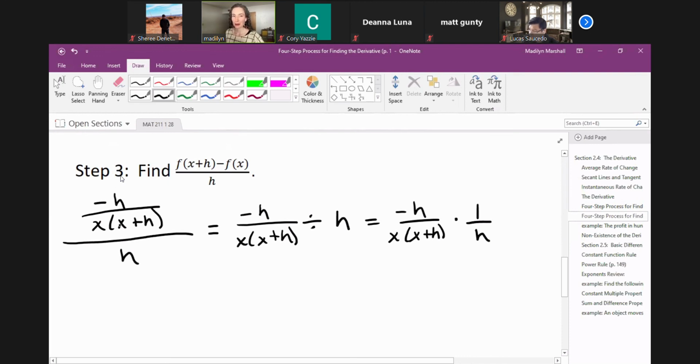So at this point where we have our fraction in the numerator dividing by h, we can think of it as flipping and multiplying by 1 over h. And the h's cancel, which is great. We should be looking for h's canceling in these problems. Just don't forget that that negative is still there. So now we have a negative 1 over x times x plus h.